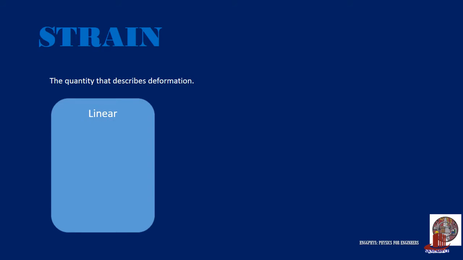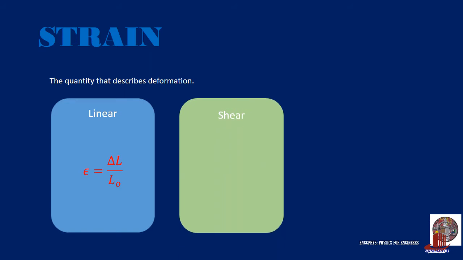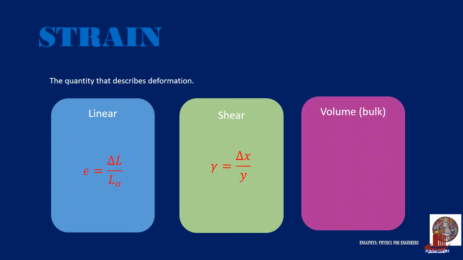Strain is the quantity which reflects deformation. The three types of strains are: linear strain uses epsilon, which is equal to change in length to the original length. Shear strain is denoted by gamma, which is equal to the change in x all over y. And lastly, bulk or volume strain uses theta, which is equal to the ratio of the change in volume to the original volume.